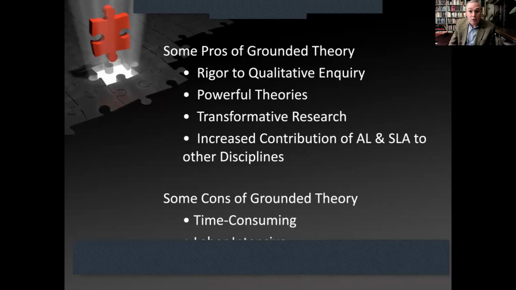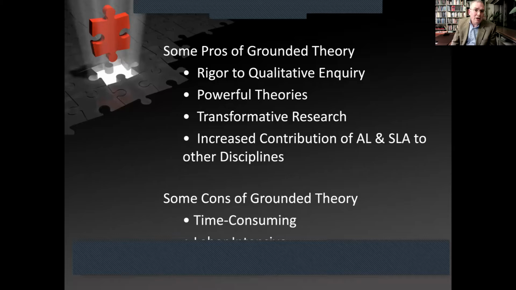But I still think that applied linguists and second language acquisition researchers should be making more contributions. But grounded theory is time consuming and it's hard, and it's not recommended for someone who's just starting out doing research. If you're a master's student and you're just learning how to do your first big research project, grounded theory is an advanced methodology.